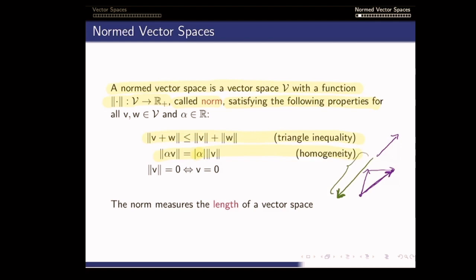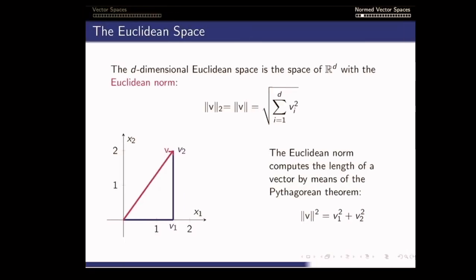Now the last thing is that if the norm of a vector is zero, then it's the zero vector and vice versa. So only the zero vector has actually a norm of a length of 0, which makes also kind of sense, I guess. Okay, so this is the definition. Let's look at some examples.